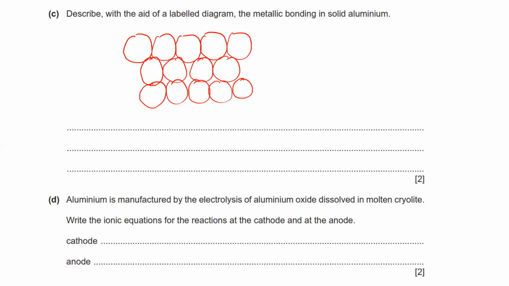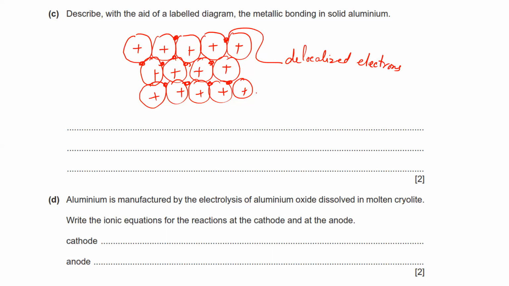So yes, these are, say for example, positive ions of aluminum, and these are the delocalized electrons you have, and there is a sea of these delocalized electrons, lots of them. So these are delocalized electrons, positive ions.